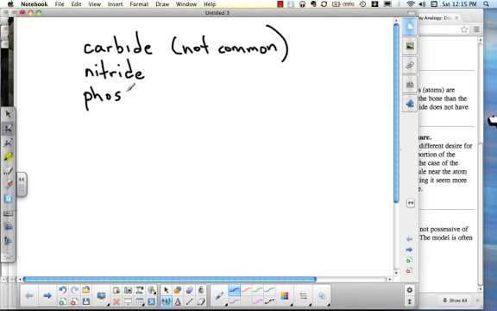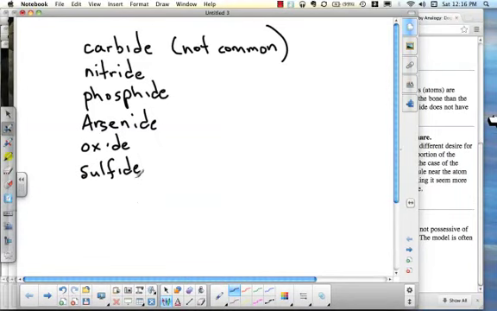Nitrogen becomes nitride, phosphorus becomes phosphide, arsenic becomes arsenide, oxygen becomes oxide, sulfur becomes sulfide, selenium becomes selenide. It does come up every once in a while. Elements below those on the periodic table generally are metals, so we're not going to change the names of those.